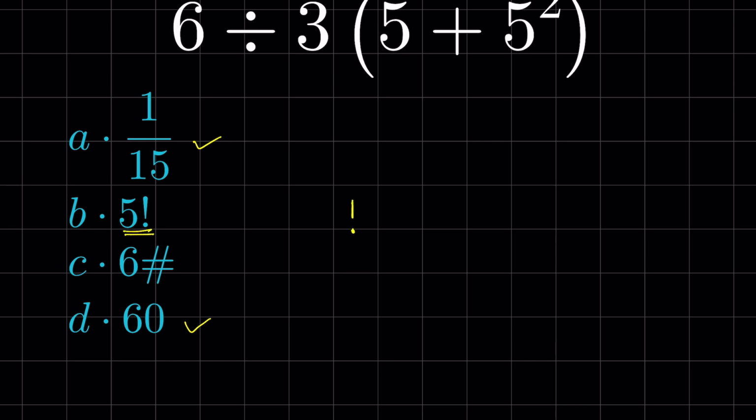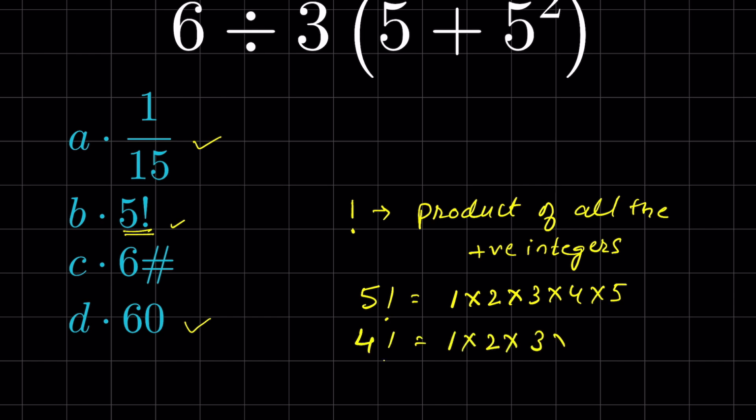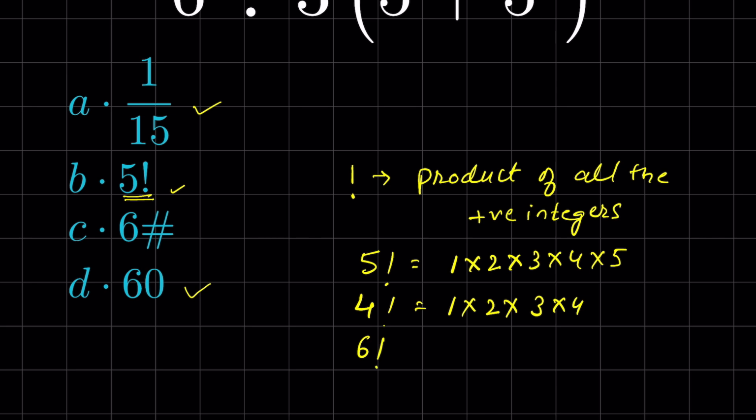Factorial means the product of all the positive integers less than or equal to the given number. So 5 factorial means 1 times 2 times 3 times 4 times 5. 4 factorial means 1 times 2 times 3 times 4. 6 factorial will be 1 times 2 times 3 times 4 times 5 times 6. So this is how it goes.